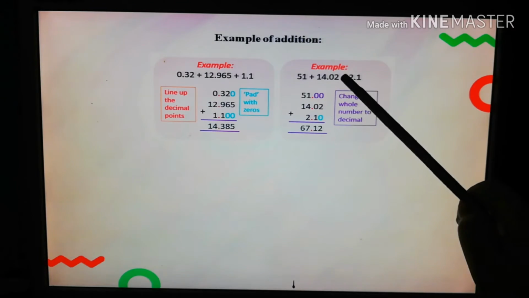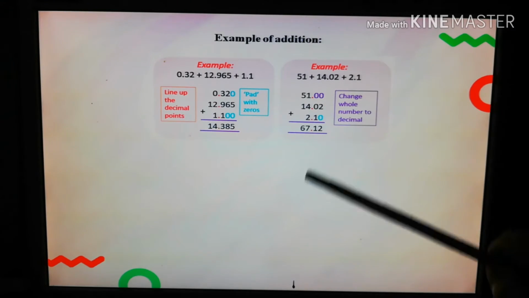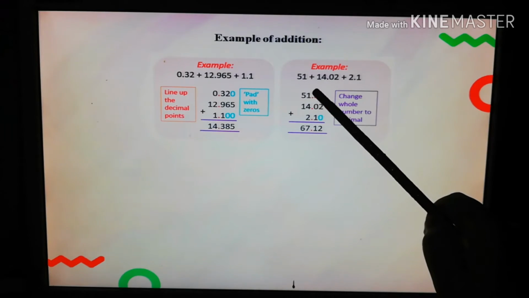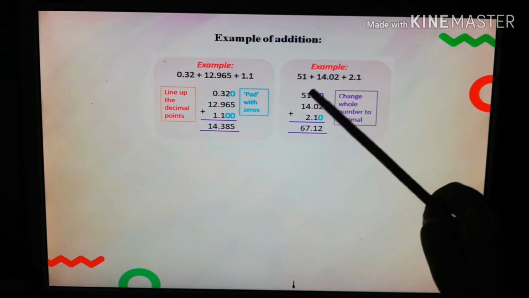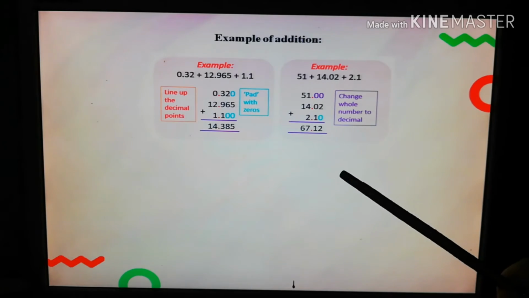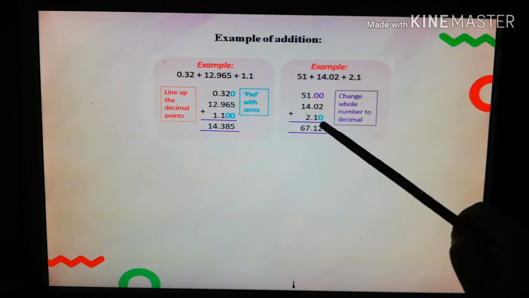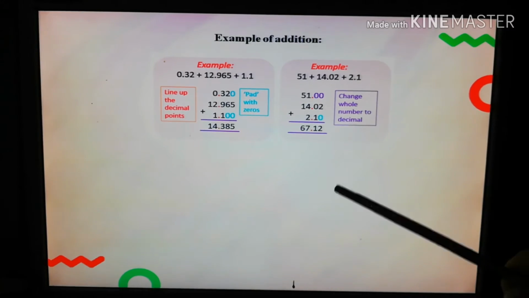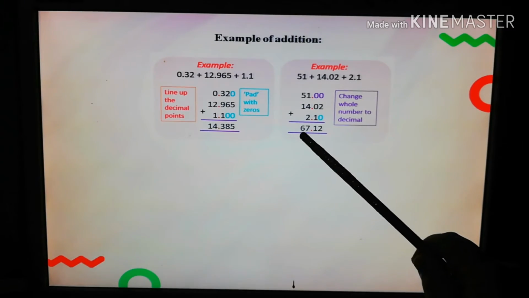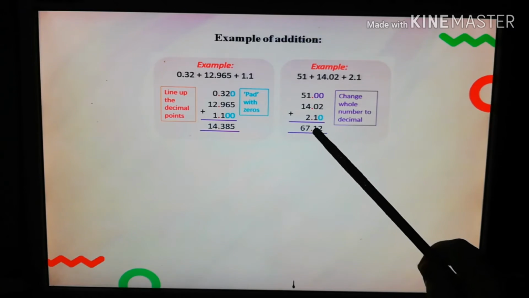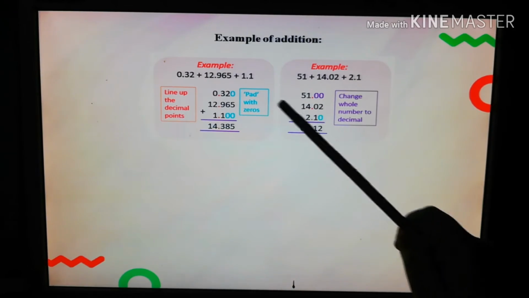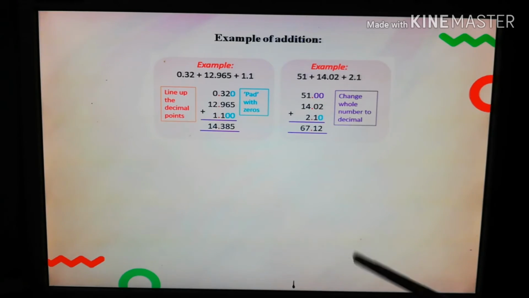Example number 2, we have one whole number, which is 51, and we got 51 plus 14.02 plus 2.1. You have to change the whole number to decimal by putting a little point and pad with zeros the numbers that are missing. Here we have pad with zero the number that is missing as well, and then we add normally. Then we have 67.12. That is our result for the second example of addition.